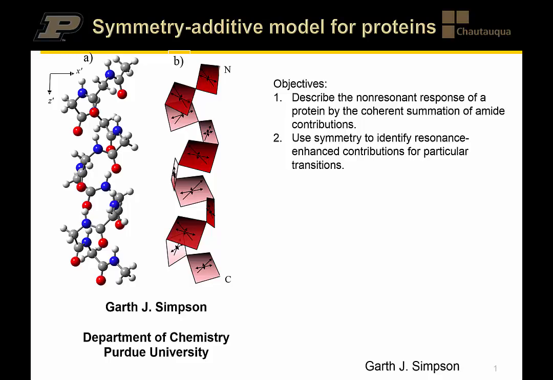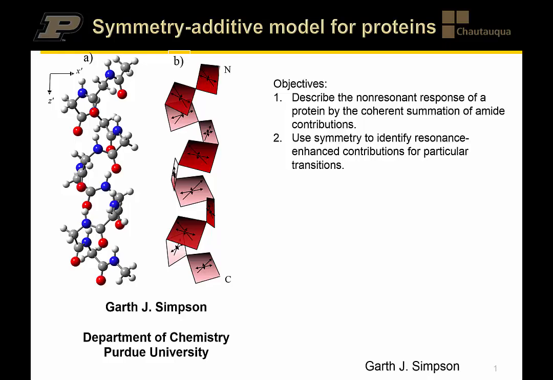Okay, next we're going to extend this idea of descriptions for dimers to multimers, and in particular focus on proteins, because they're one of the more interesting systems that are interrogated using second-order nonlinear optics. And we'll start out with an alpha helix as a model, and then show how you can extend this to other protein structures and macromolecules as well.